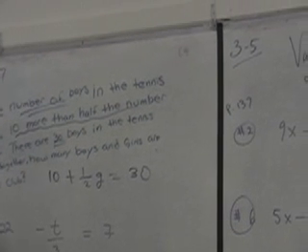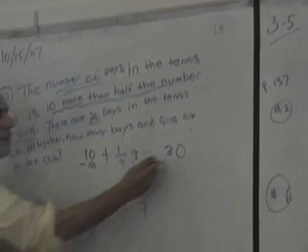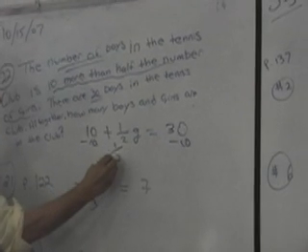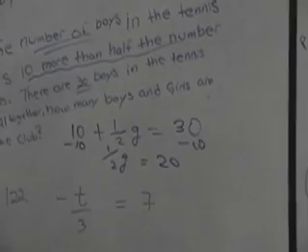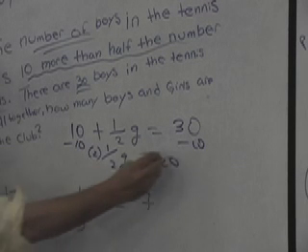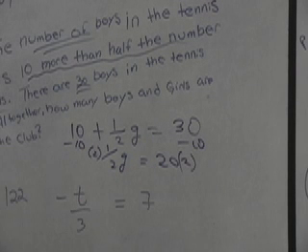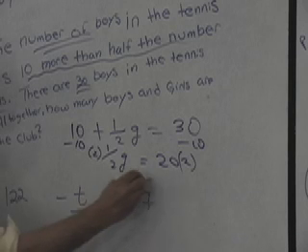What do we do on both sides? Austin? Subtract. Subtract 10 on both sides. Half G equals 20. And now what do we do on both sides? Multiply. Multiply by 2 on both sides. Everybody know how to do that? G equals? 40. Right, G equals 40.